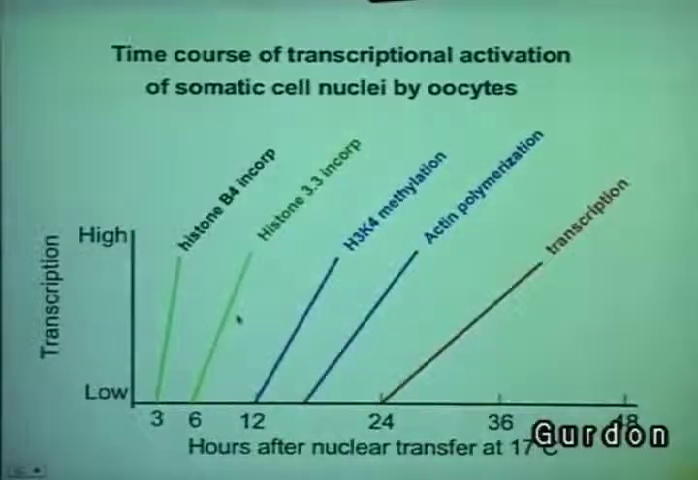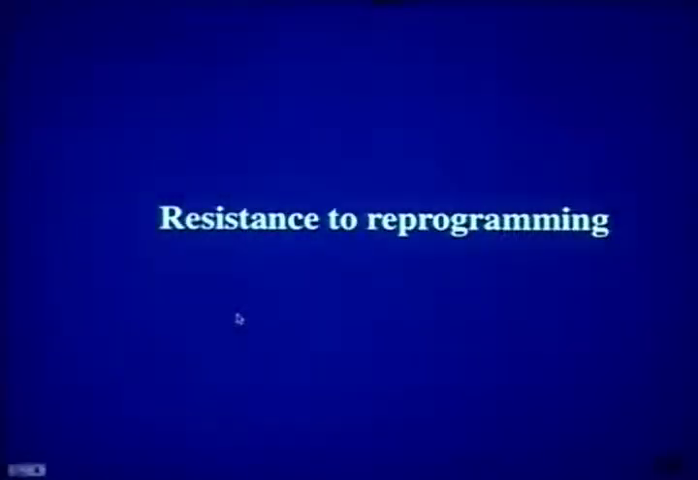So this is a kind of time scale of this reprogramming which would be very hard to achieve if you have a low efficiency reprogramming system, and that's generally true of the iPS system. So here we are on the time scale, relatively fast at 17 degrees: linker histone, histone transcription, methylation of that histone, special actin polymerization, and then the large amount of active transcription. So that is what I have to say about the reprogramming event.